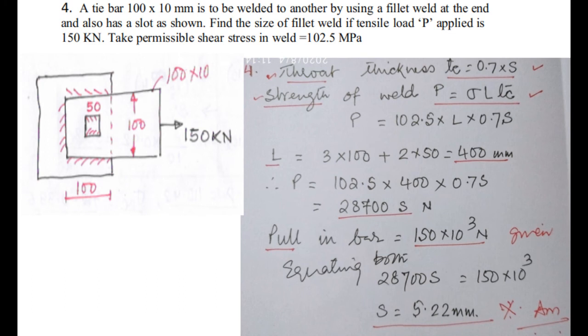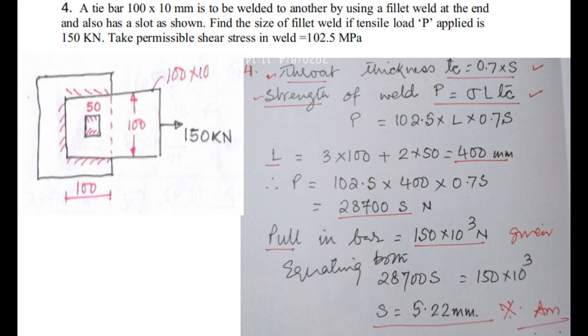So how many surfaces are welded? 1, 2, 3. So 3 into 100 plus 2 into 50. This value comes from the inner slot. There also only 2 horizontal surfaces are welded. The 2 vertical surfaces are not welded, because we can tell from the sign. The part which is welded is shown as an inclined line. I have shown it over here as a red inclined line. So the total length is 400 millimeter.